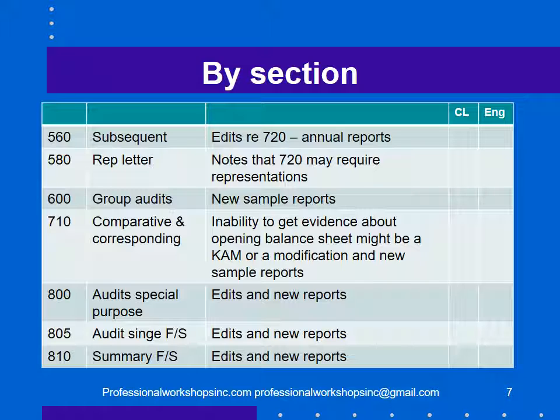The representation letter notes that 720 may require representations, and so presumably those changes would be made pursuant to section 720. Group audits, of course, new sample reports. Comparative and corresponding figures, notes that the inability to get evidence about the opening balance sheet might be a key audit matter, or a modification, and of course new sample reports. And 800, 805, and 810, special purpose statements, audit of a single statement, summary financial statements, edits, and new reports.